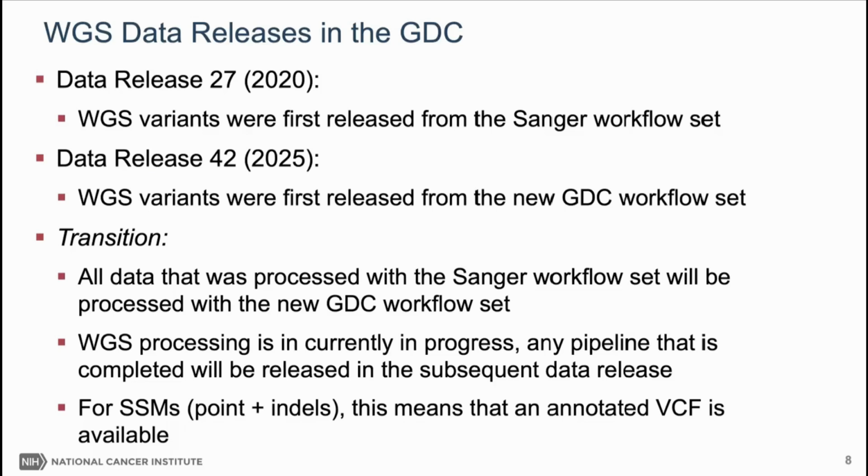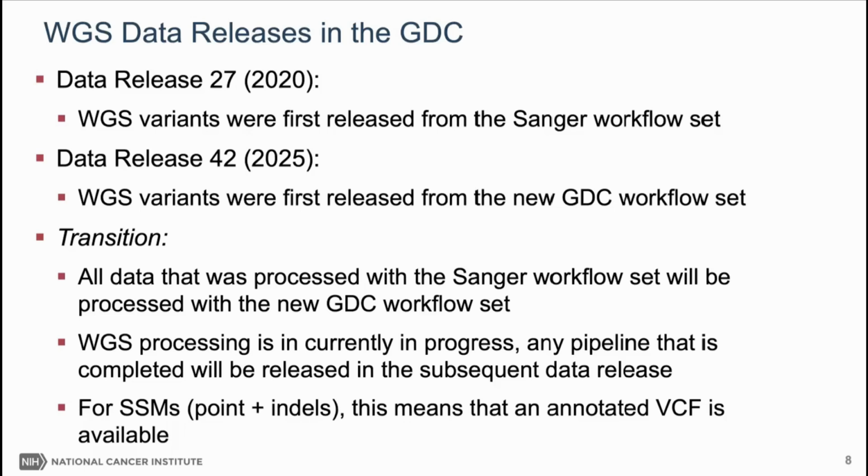Because these are two different sets, there's going to be a transition, and I'd like to explain that a little bit. All data that was processed with the Sanger workflow set, the older set, will be processed with the new GDC workflow set. So there's nothing that we're just stopping at Sanger. We're going to process all of that data with the new workflow set. However, the Sanger processing will stop. Newer data sets will not be processed with the Sanger workflow, but they will be processed with the new GDC workflow. The whole genome sequence processing is currently in progress, and there's a lot of data.